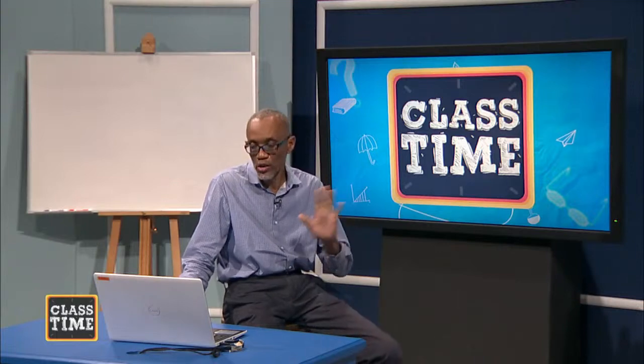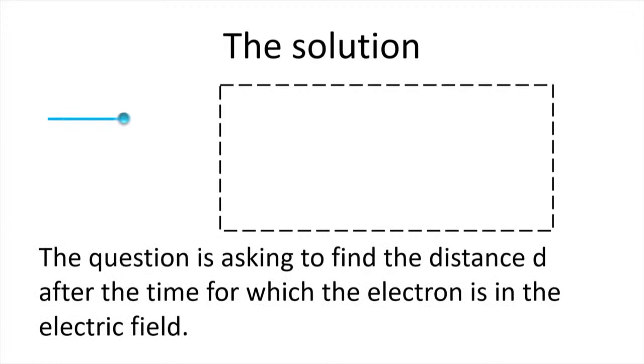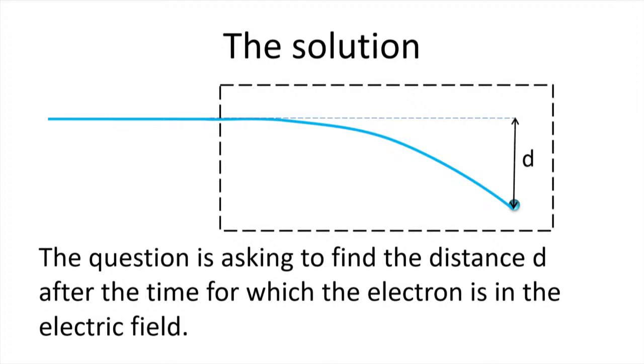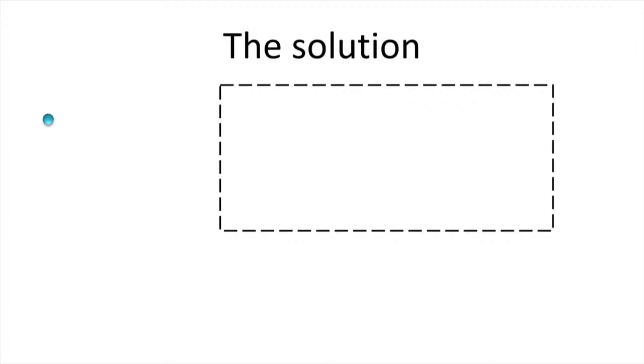All right, so the solution, here we have the particle, and we want to look at what it is that the question is really asking us. The question is asking to find the distance d after the time for which the electron is in the electric field. So here the electron is traveling, let me go back a little bit. Here the electron is outside the field. This is the region of the field here. So the electron is outside the field.